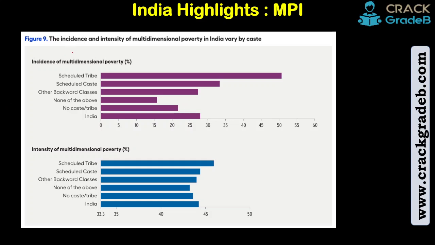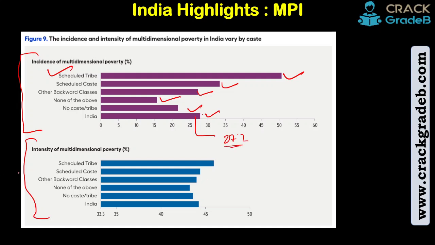Then the incidence and intensity of multidimensional poverty in India vary by caste. So this is something unique in the report, where they have presented the caste report as well. So if you see, scheduled tribes are one of the people who are deprived the most. Then the scheduled caste, then the other backward class, then none of the above, then no caste, no tribe, then this is the national average. What's the national? It's 27.2.